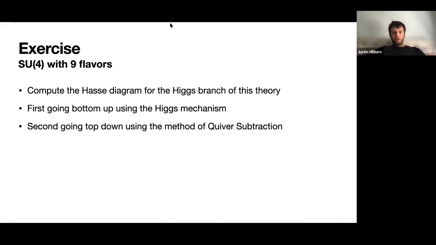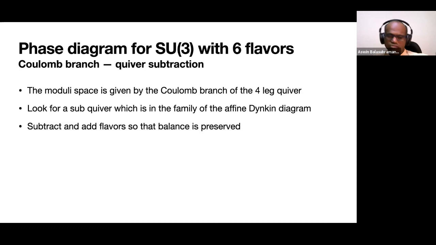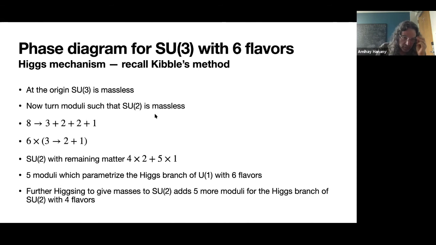Okay, so let's do Aswin. Yeah, so in the last slide, did you also have an argument from the Coulomb branch for why the first step in the Hasse diagram corresponds to an SO(8) minimal nilpotent orbit? Yeah. So let's look here. You see the remaining theory is SU(2) with 4 flavors.